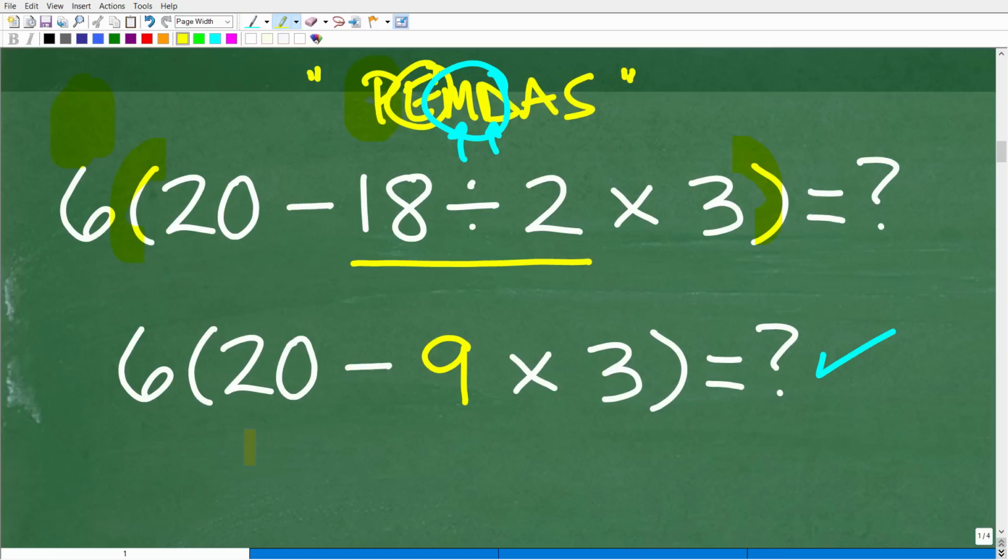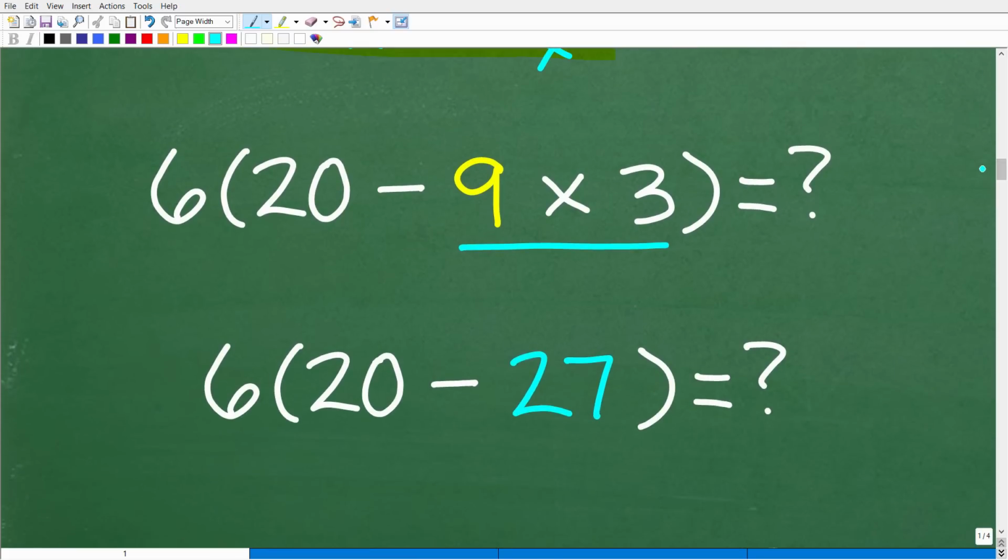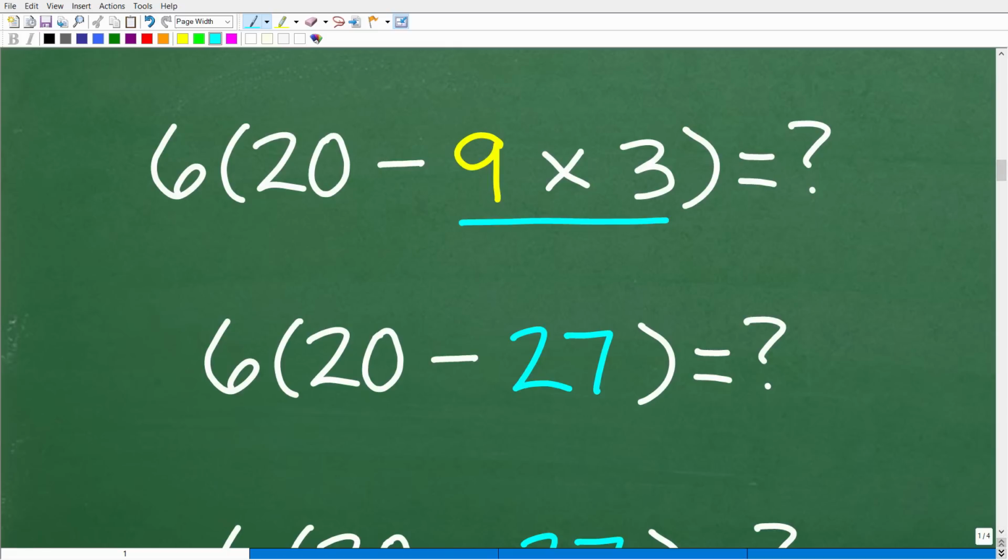So now we're going to continue on and continue to work inside of the parentheses until we get this down to one number. So we have 20 minus 9 times 3. Now just looking at PEMDAS here, or the order of operations, we have subtraction and multiplication. So it's pretty clear who the winner is going to be. We're going to have to do that multiplication next. So let's go ahead and handle that right now. We have 20 minus 9 times 3. We'll do multiplication because that trumps the subtraction. So 9 times 3 is going to be 27. All right, so we have 6 times 20 minus 27.